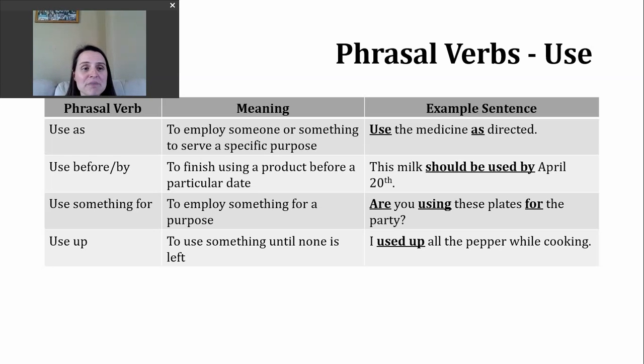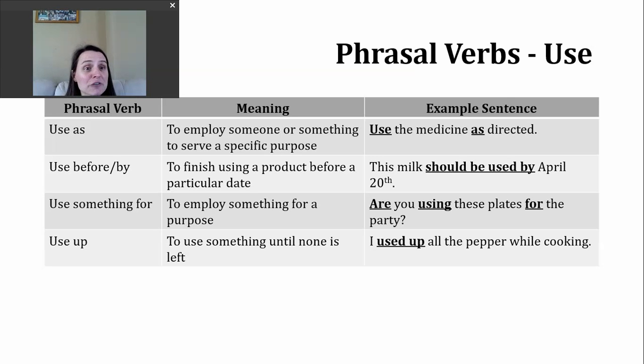Another phrasal verb is use something for, and it means to employ something for a purpose. Here it is in a sentence. Are you using these plates for the party?